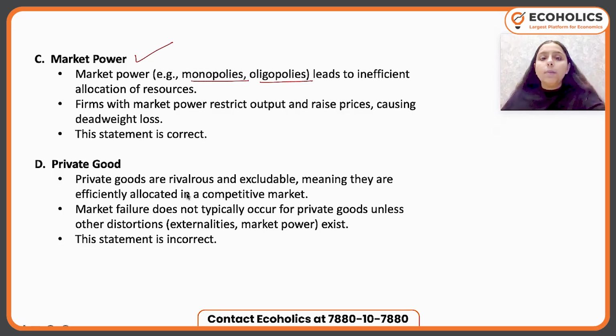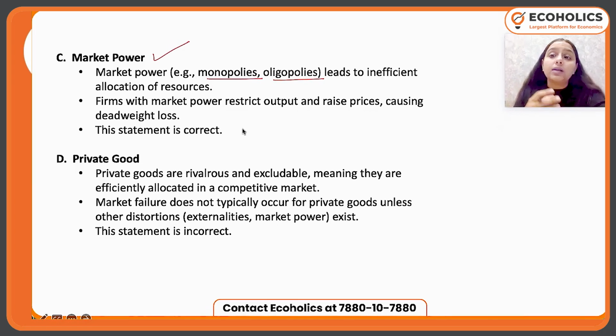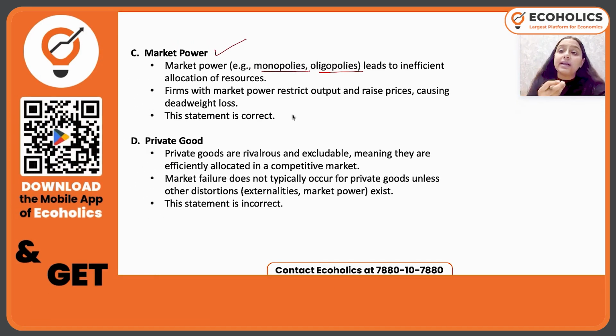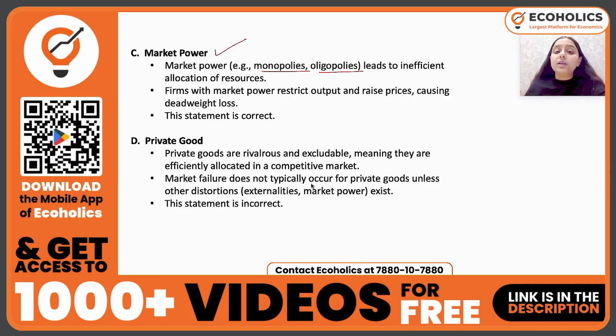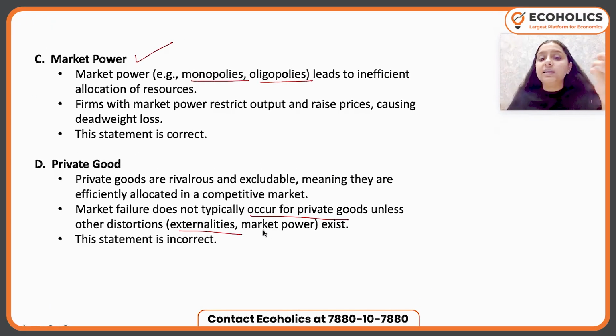What about private good? Private goods can be excludable in contrast to public goods. They are rivalrous as well. So, which means efficiency will be achieved. The competitive market will help us to achieve efficiency in case of private good. So, production will be done in order to match the demand. Demand and supply will be matching in that perfectly competitive market. Prices will be set according to that demand and cost. So, market failure usually does not happen in the case of private good unless there are some distortions happening, such as externalities or market power.